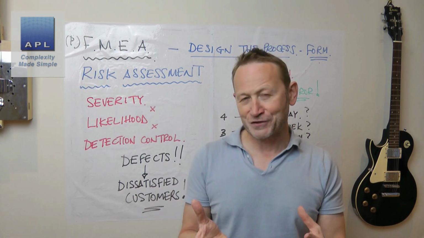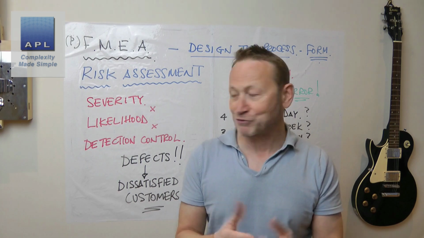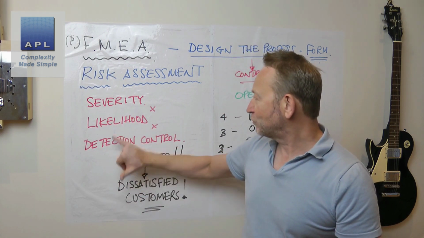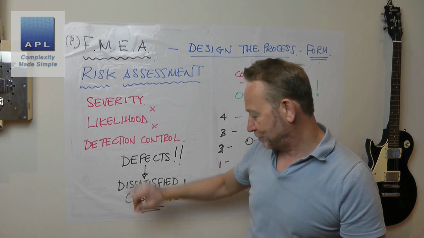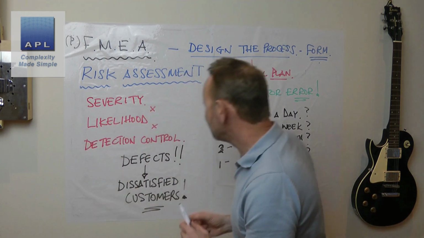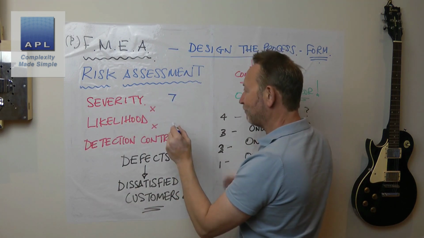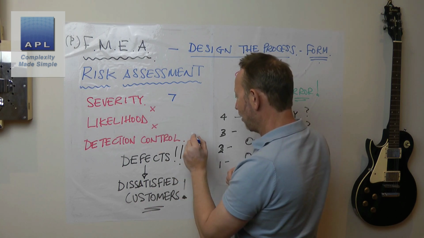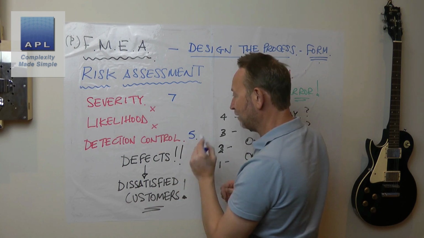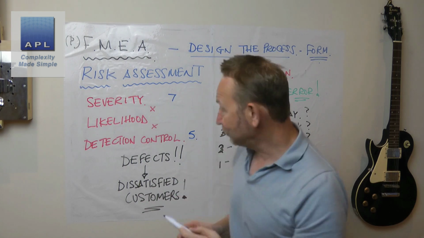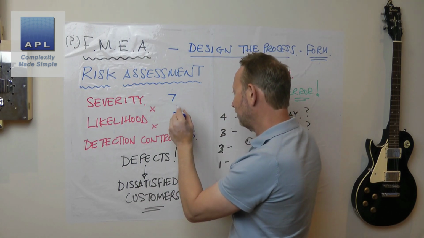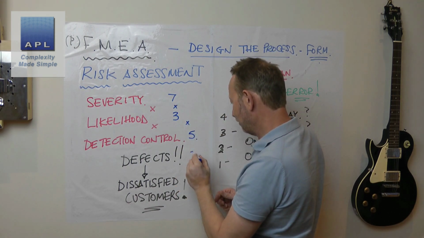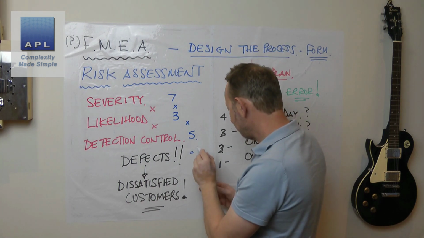So if we go back to the form now and we look at those 3 scores, we've scored severity, likelihood and detection. So what did we put? I put 7. I've put 5 here. What have I put for likelihood? I've put 3. If I multiply those 3 through, what do I get?